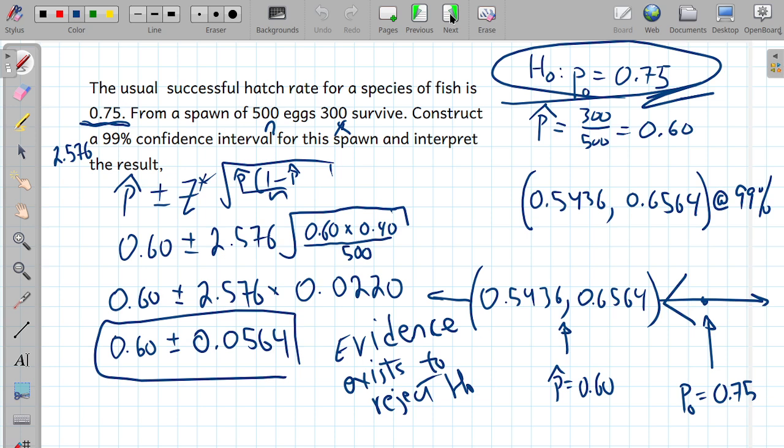And maybe I'll redo this question next time when we do the hypothesis test, and we'll just see how small the p-value actually is. That's the one thing confidence intervals are not going to give you.